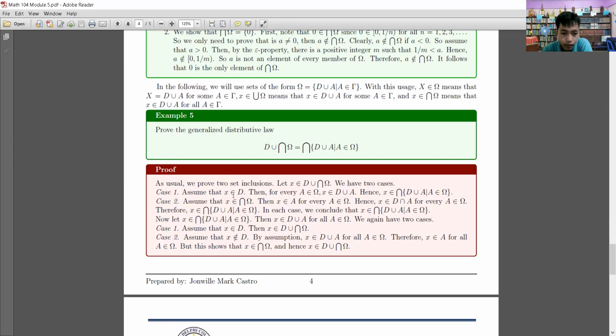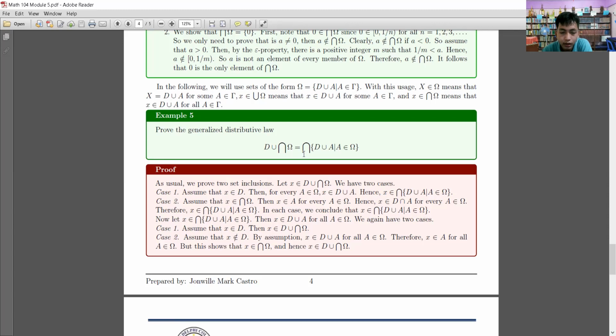Therefore, member siya ng intersection. Case 2, assume that nandito siya sa intersection ni omega. Then, X is in A for every A. Okay? So, definition ng intersection. So, therefore, si X ay nasa D union A for every A. Therefore, X is in the generalized intersection. So, in each case, totoo siya.